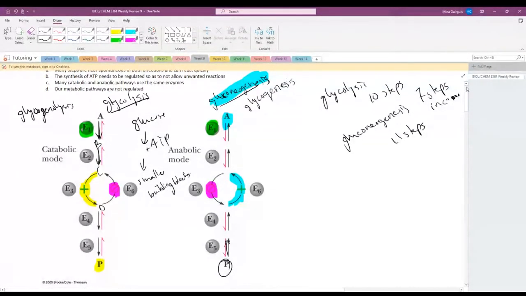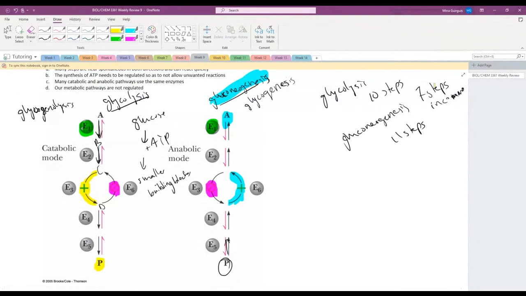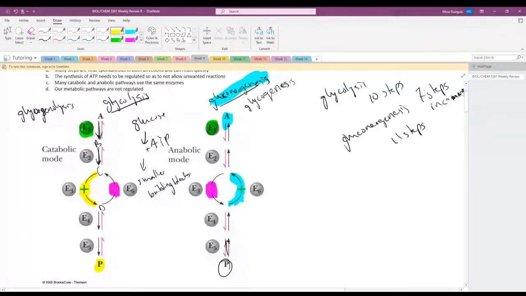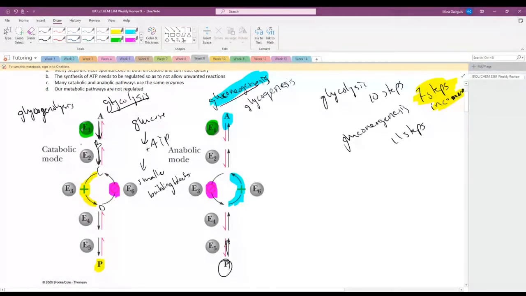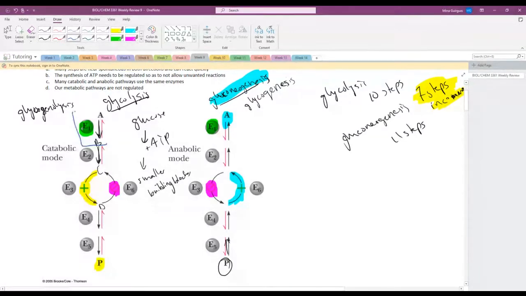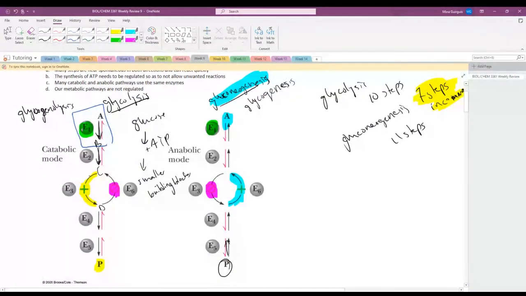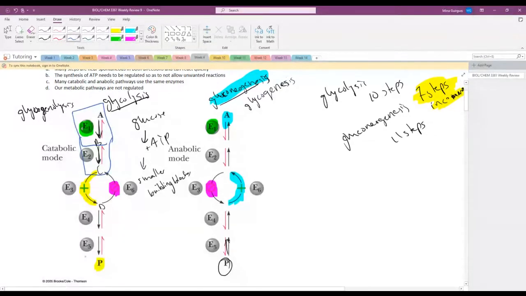So, sorry, let me highlight this because this is really important. So this is what's happening that we see here. They both use E1 for the reaction between A and B. They both use E2 for the reaction between B and C. They both use the same enzyme for the forward and reverse reaction of the same kind.